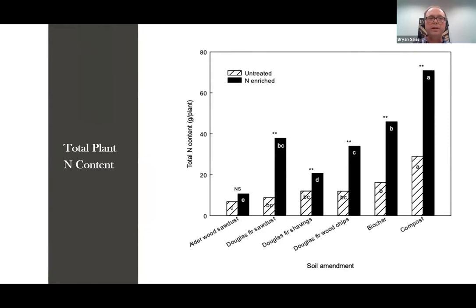Okay, so total plant nitrogen content. You can see here that enriching everything, the unenriched are in white and the enriched are dark, greatly increased nitrogen content in all of the plants. Nitrogen content was calculated by taking the concentration of nitrogen and multiplying it by the plant dry weight. So that's a pretty interesting finding.